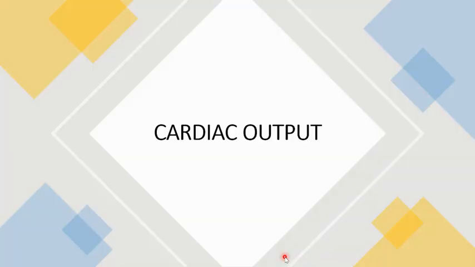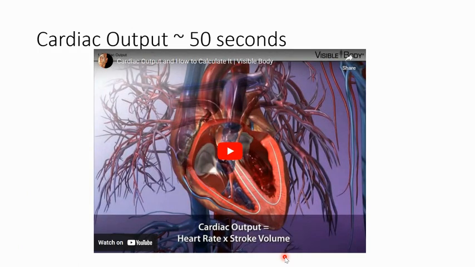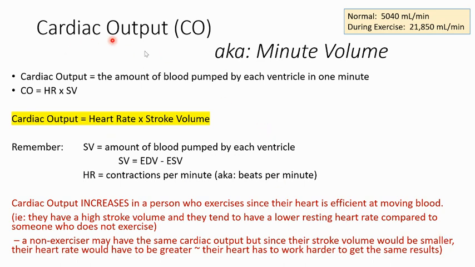Now let's take a look at cardiac output. There's a short little video here, again, to visualize cardiac output a little bit. The formula is heart rate times stroke volume. Cardiac output, CO, is also known as minute volume. I'm not going to ask you that, but if you see that, look what happens with exercise. Normal cardiac output is roughly about 5,000 milliliters per minute.